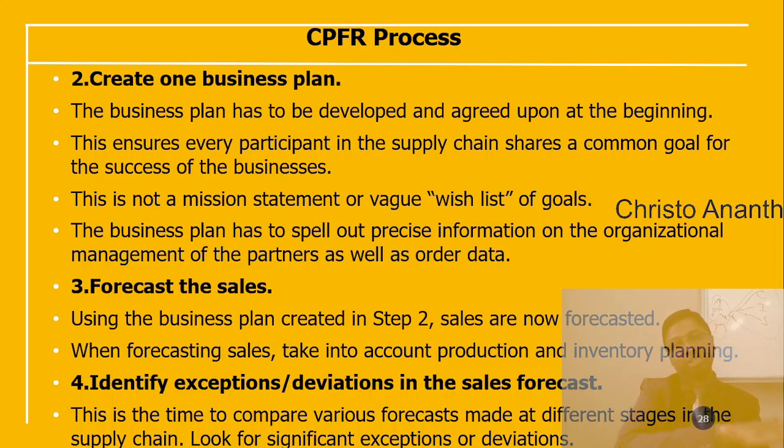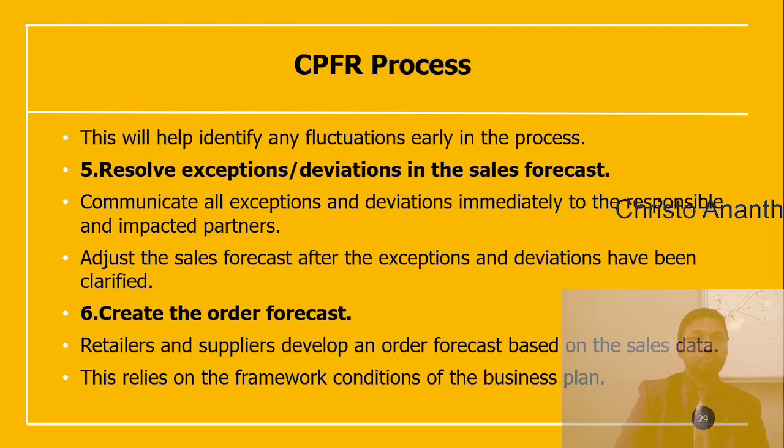You are going to compare several forecasts at different stages in the supply chain. So you can look for exceptions and deviations, which will identify the fluctuations as well. And of course, resolving exceptions. You are going to communicate all the exceptions and deviations to the most responsible and impacted partners as well. This is how you adjust the sales forecast after you have solutions for the exceptions and deviations.